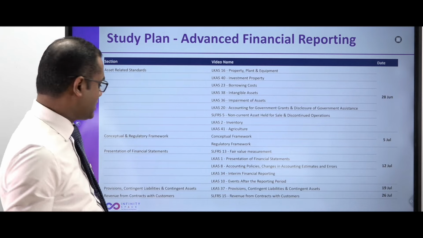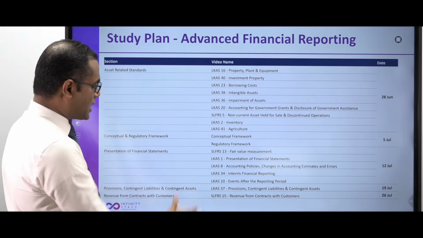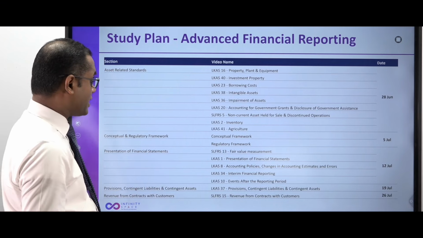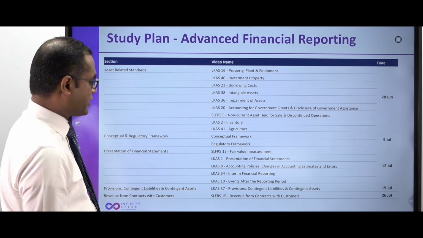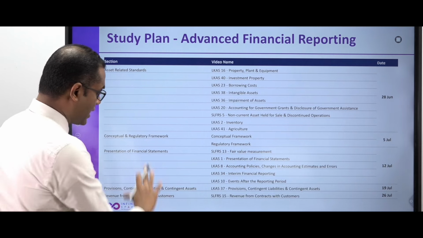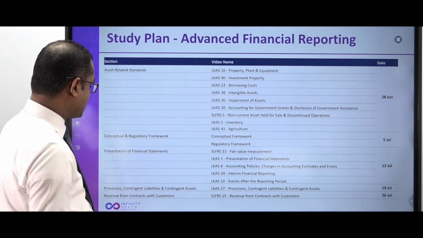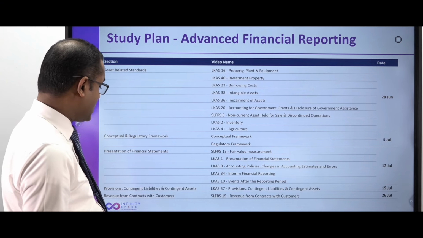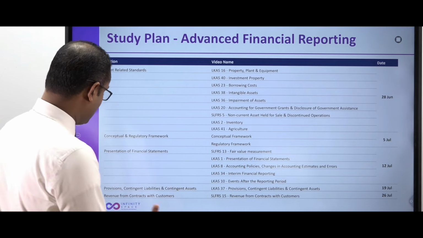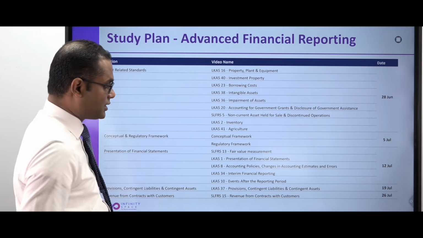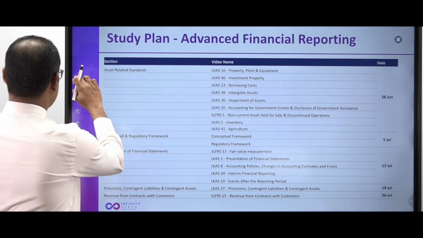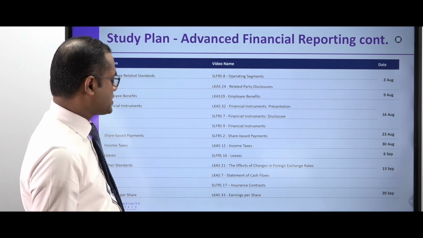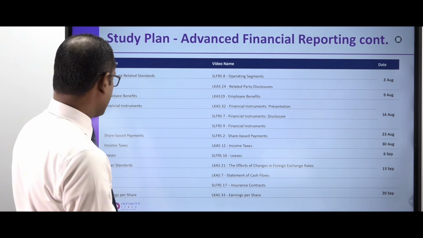Thereafter, each week we'll be uploading the videos as per this plan. After the asset related standards, it is the conceptual and regulatory framework. There are 2 topics, the conceptual framework and the regulatory framework. After that, there are 5 standards in the presentation of financial statements section. Then provisions, contingent liabilities and contingent assets, LKAS 37, and revenue from contracts with customers, SLFRS 15. Thereafter, the disclosure related standards, there are a couple of standards, SLFRS 8 and LKAS 24.